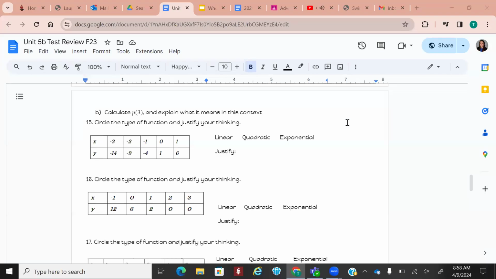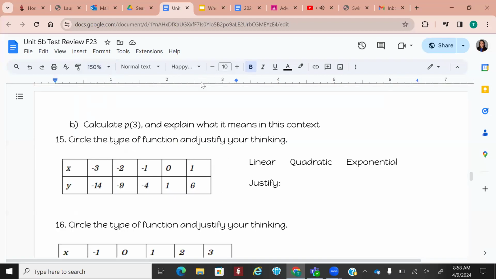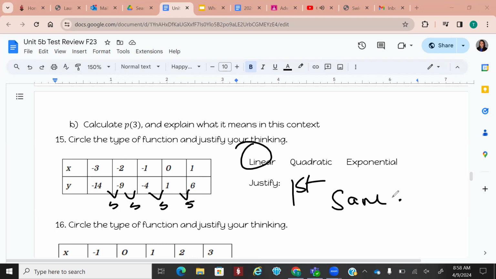So circle the type of function and justify your thinking. So what was the first difference on this one? What was the first difference? Say it again. 5. Okay, so we're going up by 5 each time. And it has to work for every single one, right? Now, if the first difference is the same, what type of function is it? It's linear. Okay, so we're going to be right here. It's going to be linear because the first difference is the same. Okay, questions on that one?